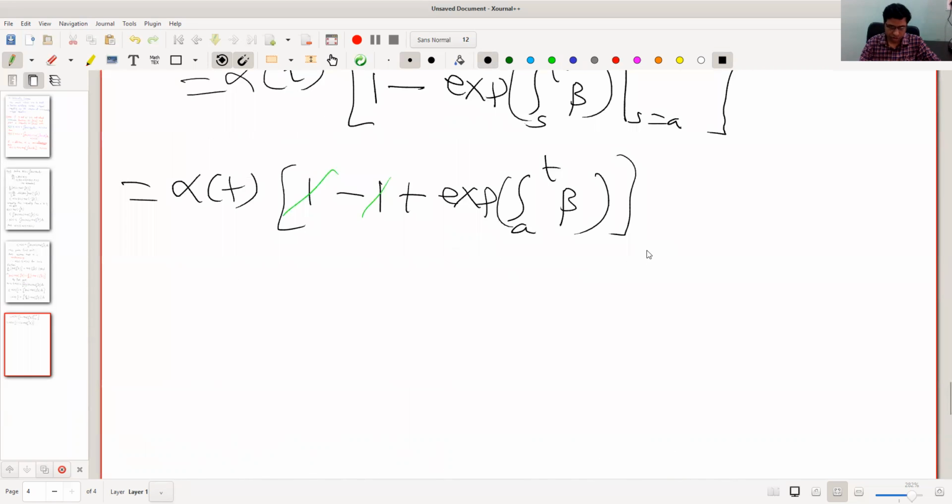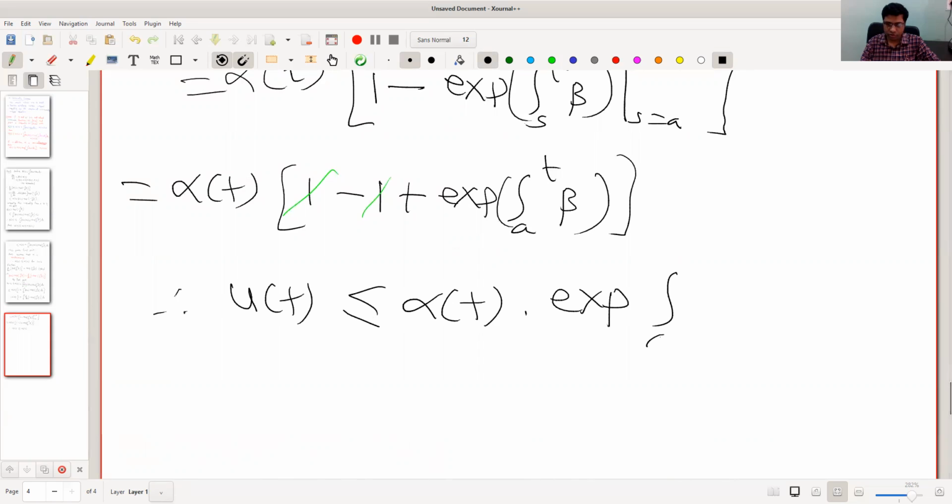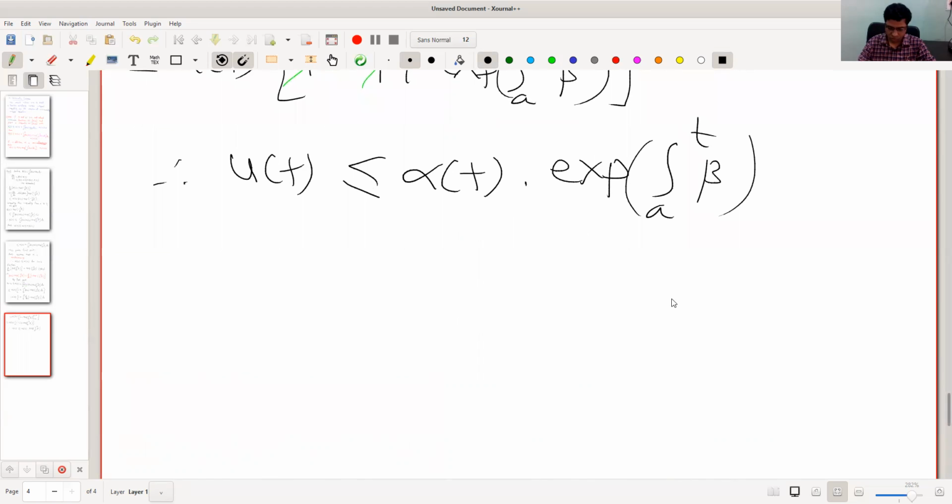Therefore u of t is less equal alpha of t into e raised to integral from a to t beta. And this proves the second part also. That means we prove the result.